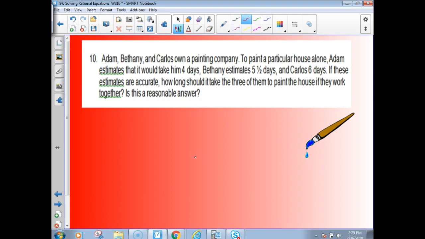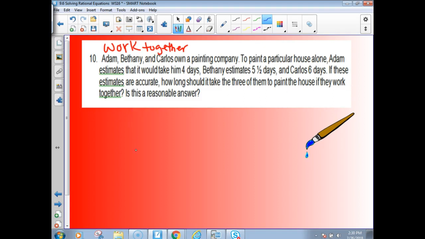Now, these are called work problems. This next one, Adam, Bethany, and Carlos, this is called a work problem. Work together. Adam, Bethany, and Carlos own a painting company. To paint a particular house alone, Adam estimates that it would take him 4 days. Bethany estimates 5.5 days, and Carlos says it'll take him 6 if he worked by himself. If these estimates are accurate, how long should it take the 3 of them to paint the house if they work together?